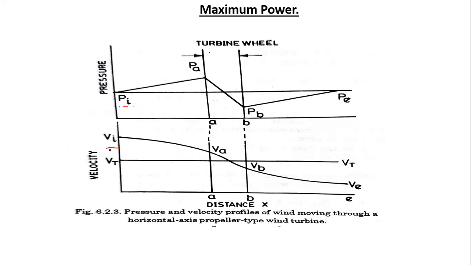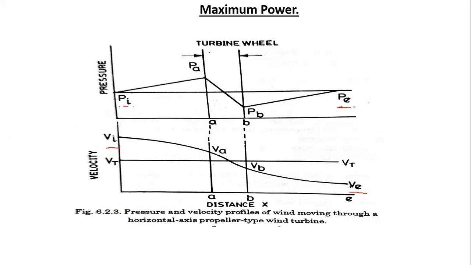And next is Pe here. This Pe is the pressure and Ve is the velocity at the downstream of the turbine. So Vi is the velocity at upstream and Ve is the velocity at downstream. Pi and Pe are the pressures, and Vi and Ve are the velocities at up and down.